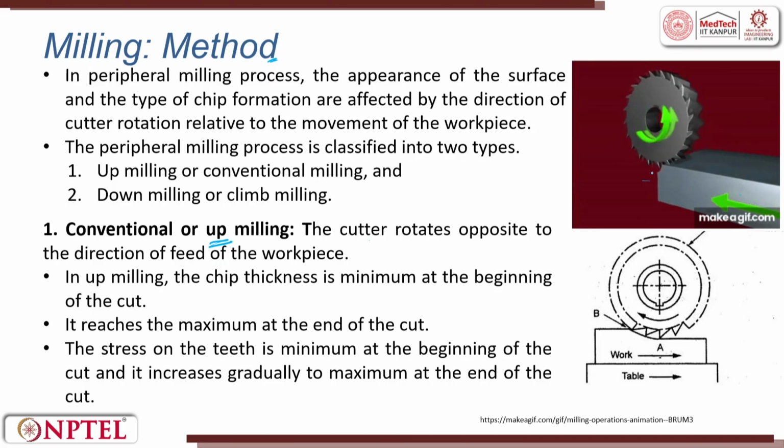Here the chip will start thin and go to maximum. So there is a gradual entry, then a gradual exit. While it is exiting, it takes a larger chip. Here the forces will start slow and then go high for each of the cutter. The cutter rotates opposite to the direction of the feed of the workpiece. In up milling, the chip thickness is minimum at the beginning of the cut and reaches maximum at the end of the cut. The stress on the teeth is minimum at the beginning and maximum at the end.